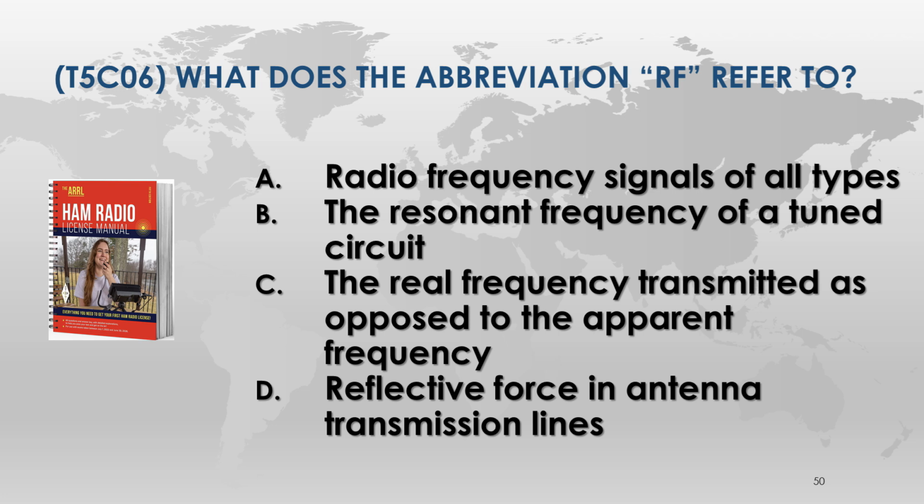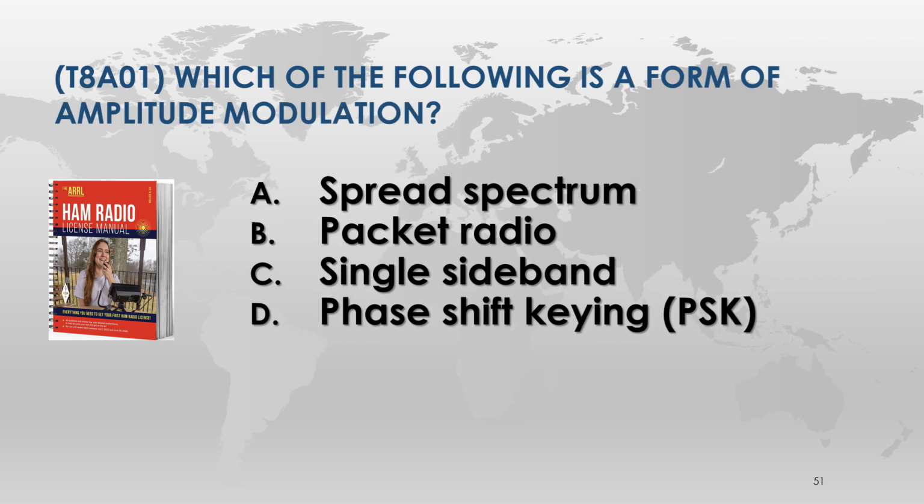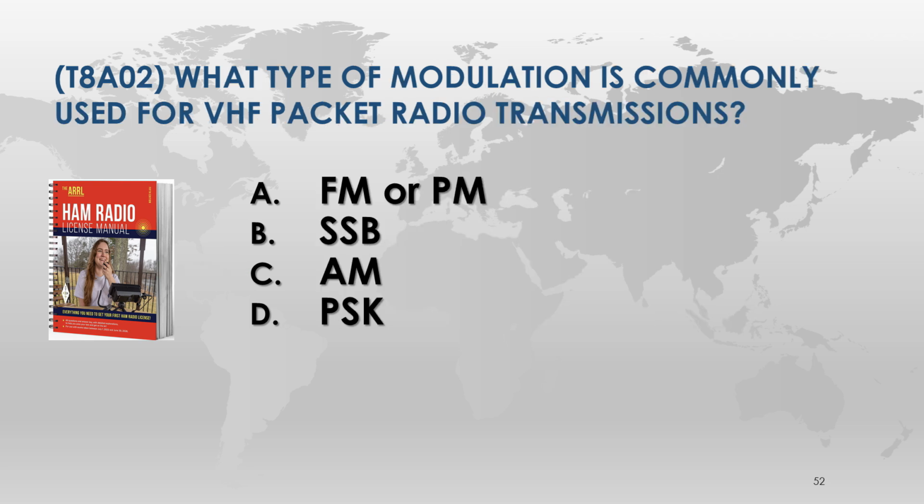What does the abbreviation RF refer to? Alpha. Alpha is correct. Which of the following is a form of amplitude modulation? Charlie. Charlie. What type of modulation is commonly used for VHF packet radio transmission? Alpha. No. Packet radio is alpha.